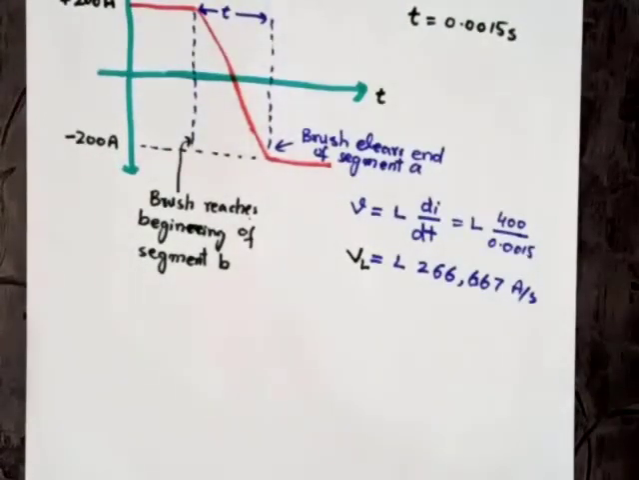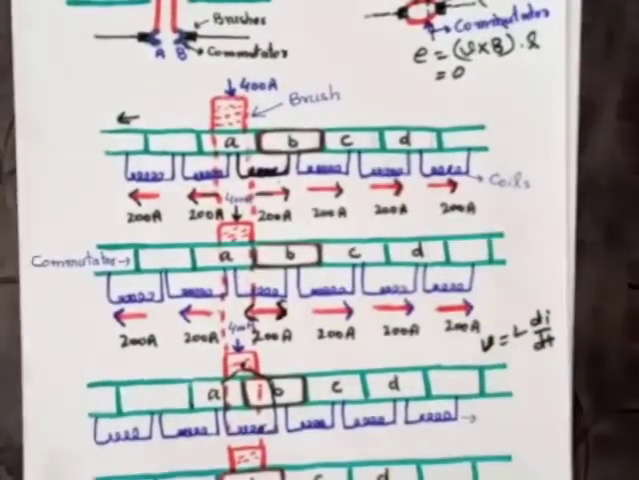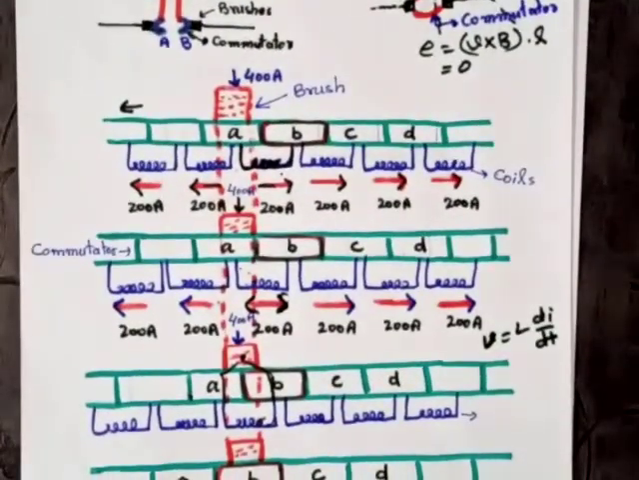At the end, when the brush comes completely under the commutator segment B, as you can see in this figure, the current will reverse. This is the major problem of commutation. In the next lecture, we will discuss the solution of these problems, which were armature reaction and L di over dt voltages, in detail.